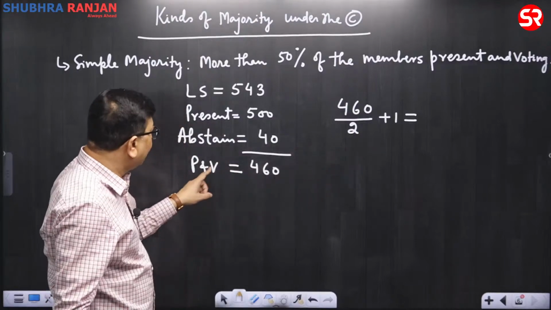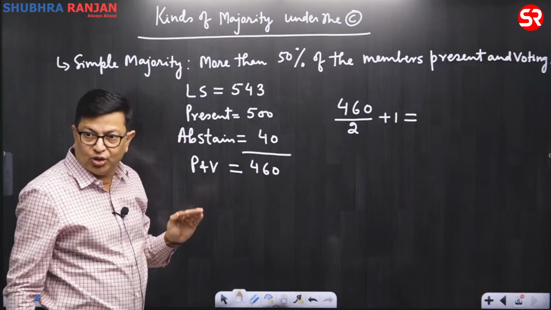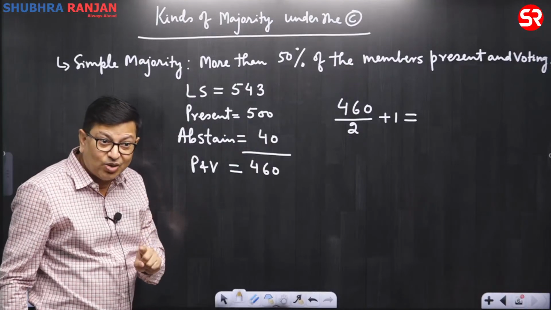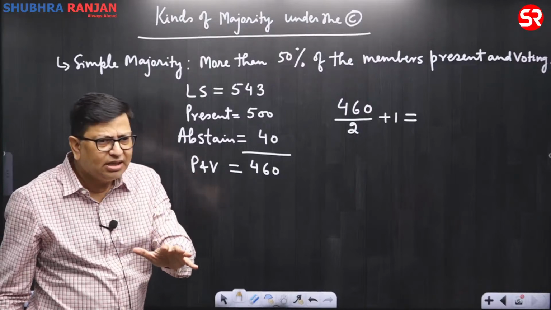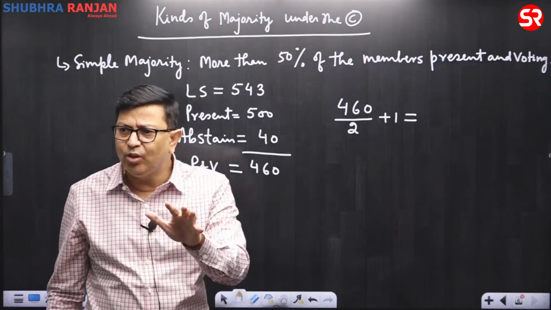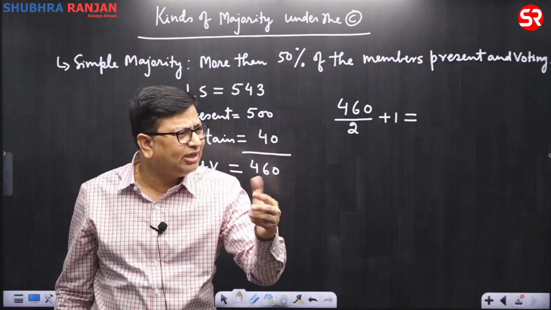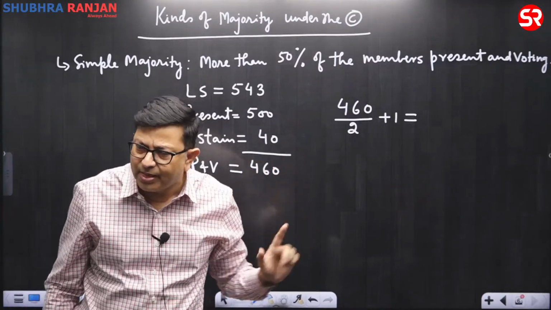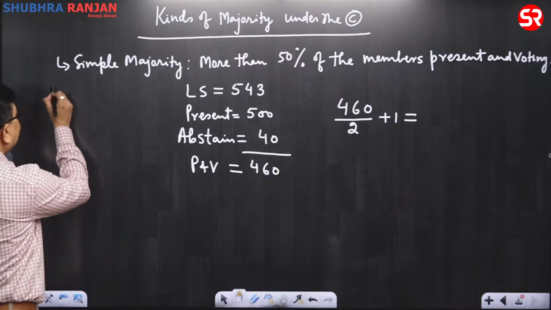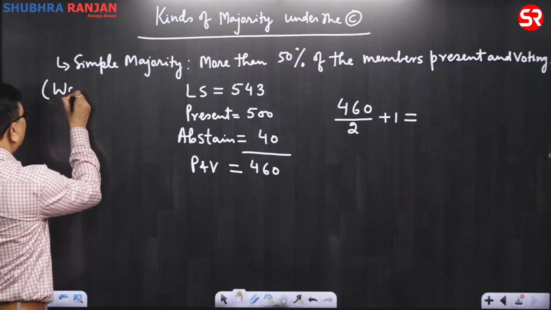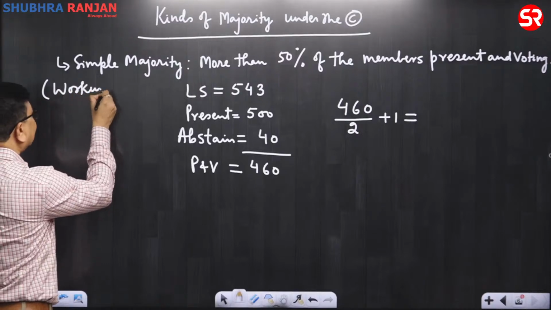So we are not bothered about those who are present in the house and not voting. If you are present in the house and you are voting, then only your voice will matter. Otherwise, you are a useless person for this purpose. This is the easiest majority required under the Indian Constitution. It is also termed as working majority.